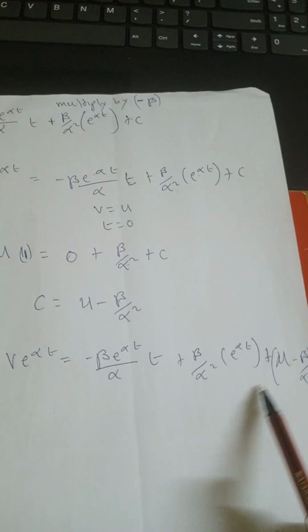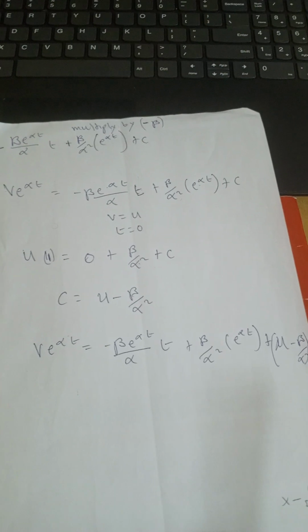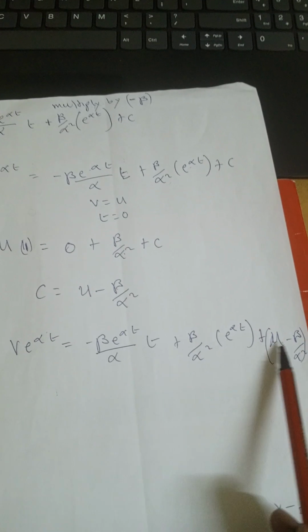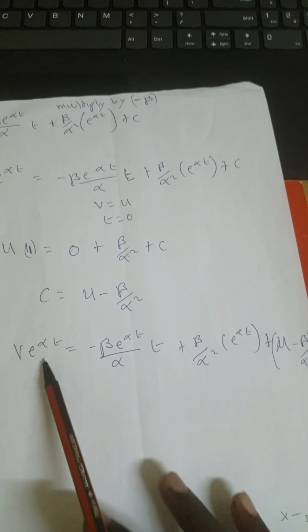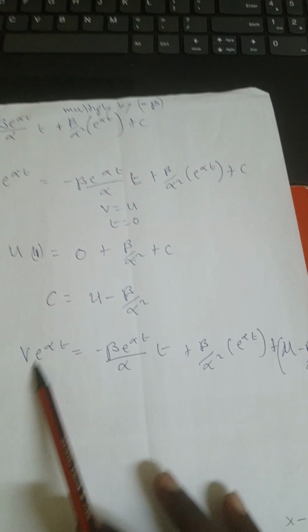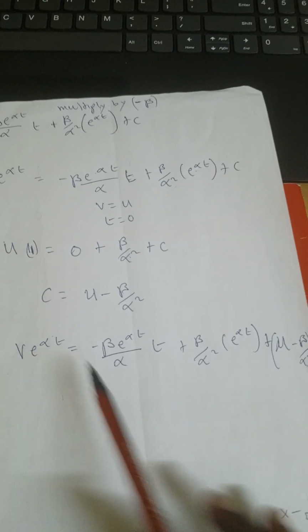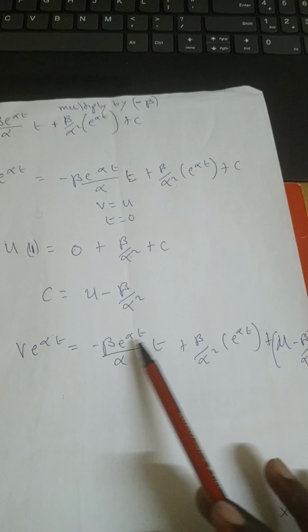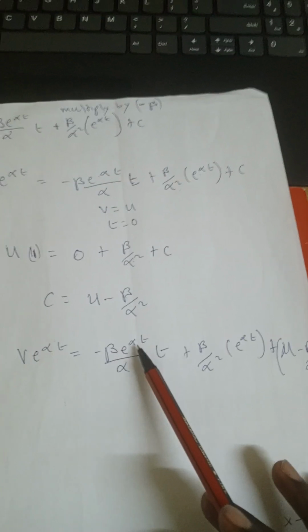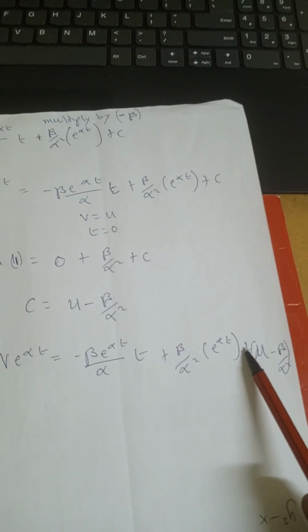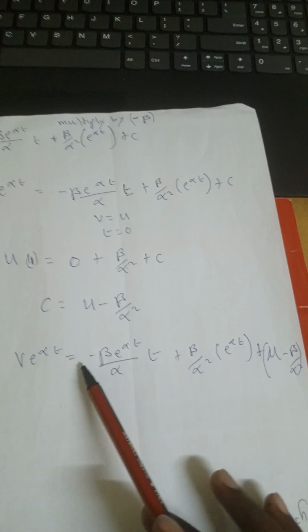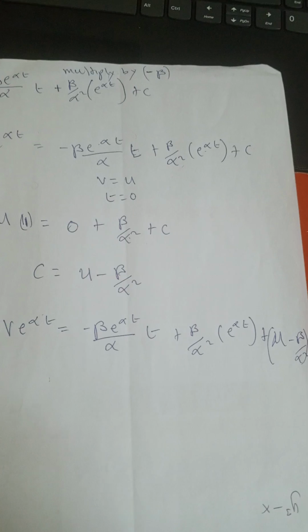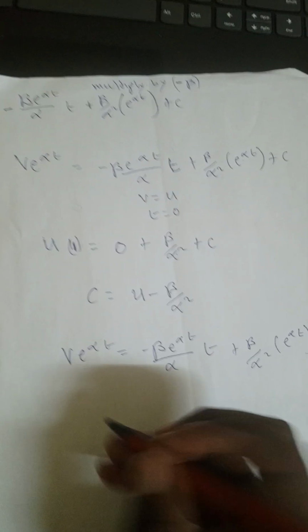Here, where we have reached, you can leave it as your final answer. It's still okay. But you can try to simplify, since they have said we need to write the answer in terms of v. Look at this. This term has exponent alpha multiplied by t, the same for this. So we can factor out this. Let's go ahead and factor it out.